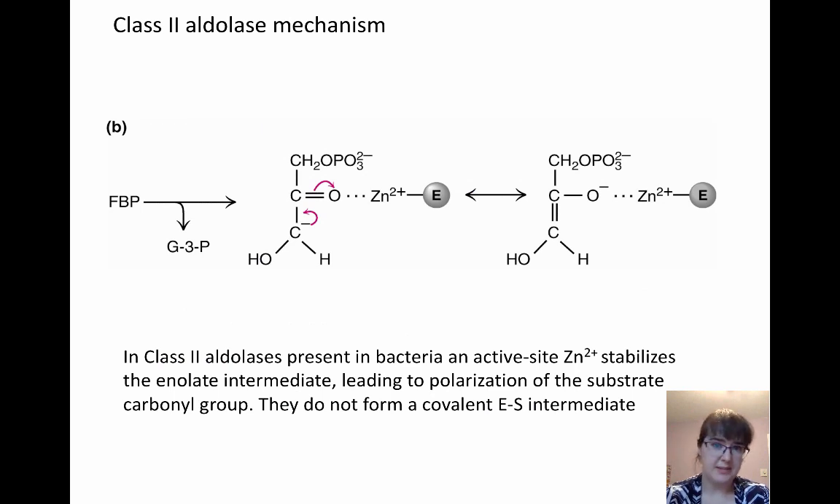The class 2 mechanism is going to have a completely different set. Class 2 is present in bacteria, while class 1 is present in mammals and plants. Class 2 in bacteria is actually going to use zinc, so this is going to be metal catalysis. You're going to require a metal in order to make this work. You've got an active site zinc, which is going to stabilize the enolate intermediate. So there's absolutely no covalent bond between the enzyme and the substrate here. The zinc is enough to stabilize everything.